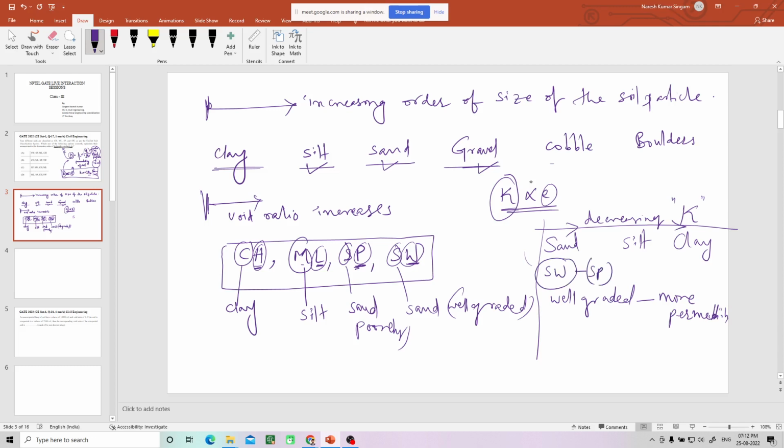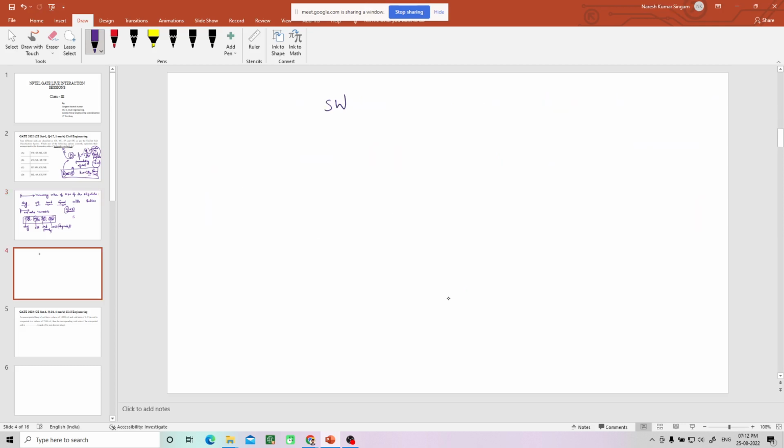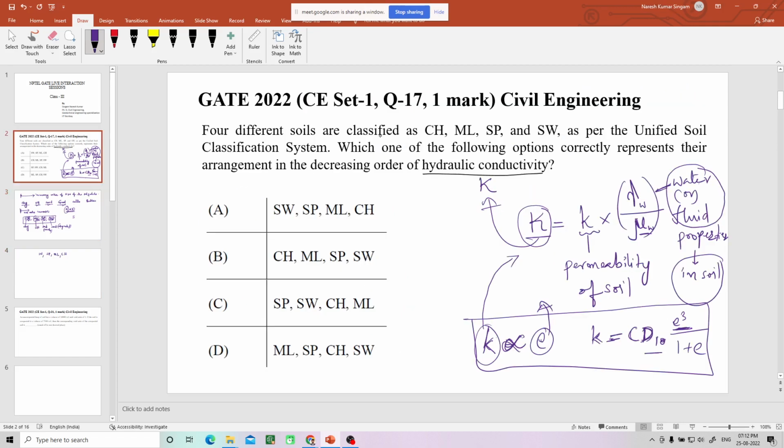Anyway, coming to the next one is silt, ML, and CH. So wherever this order is there, that is the answer. So we'll write SW, SP, ML, CH according to the given. So where is it? SW, SP is here only. So this is the answer.